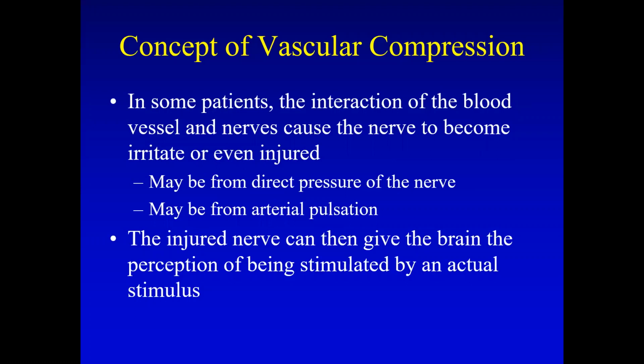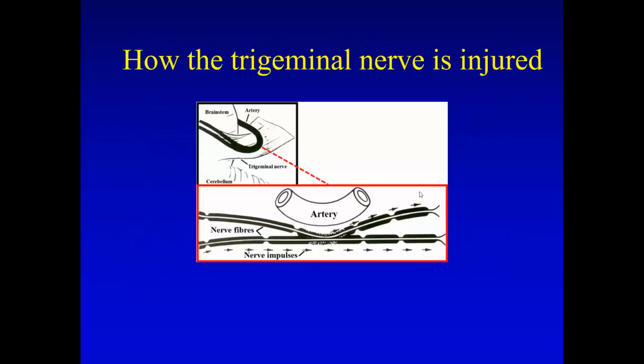It may be from the pounding or the pulsation of the artery with each heartbeat, but in any case, the nerve or the outer protective coating of the nerve gets injured, and this causes the nerve to actually fire and give off pain signals. So this is a little cartoon showing the artery compressing the nerves, which are these black structures here, and it's actually injuring the coating of the nerves, which causes the pain.